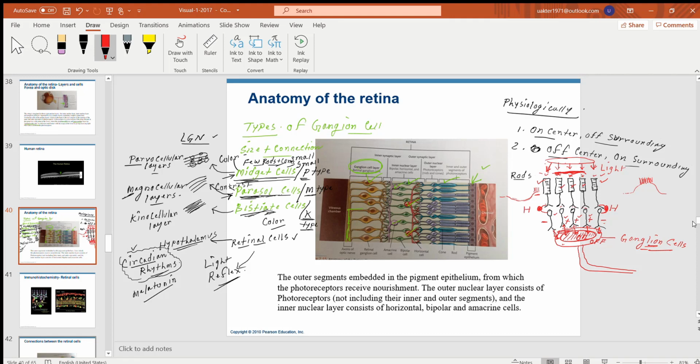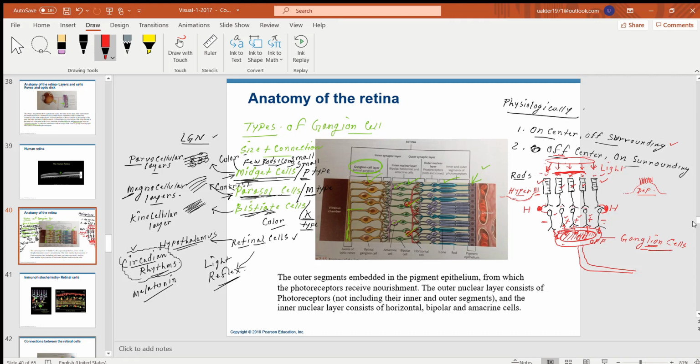So this is hyperpolarization if you stimulate the peripheral or surround part, and this is depolarization if you excite only the center part or on area. Okay, so this is the on center of surrounding type retinal ganglion cell. Another type of ganglion cell, or type of response of the ganglion cell, is called off center on surrounding, just opposite, right?